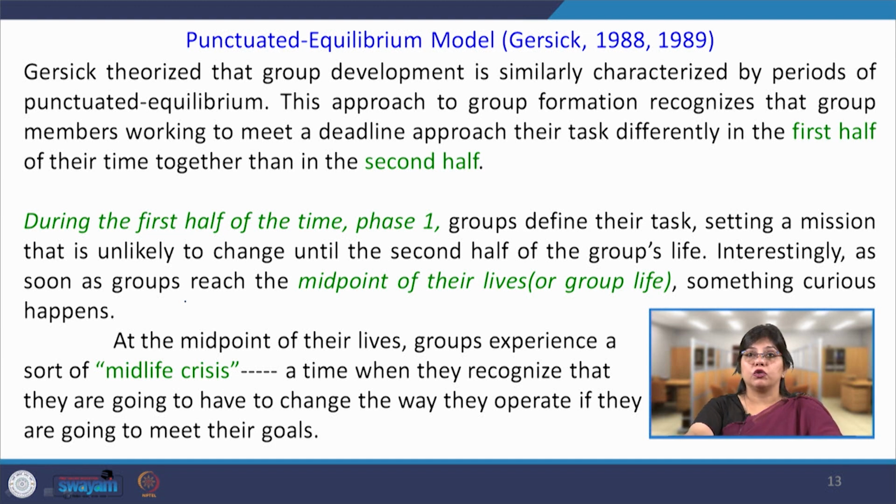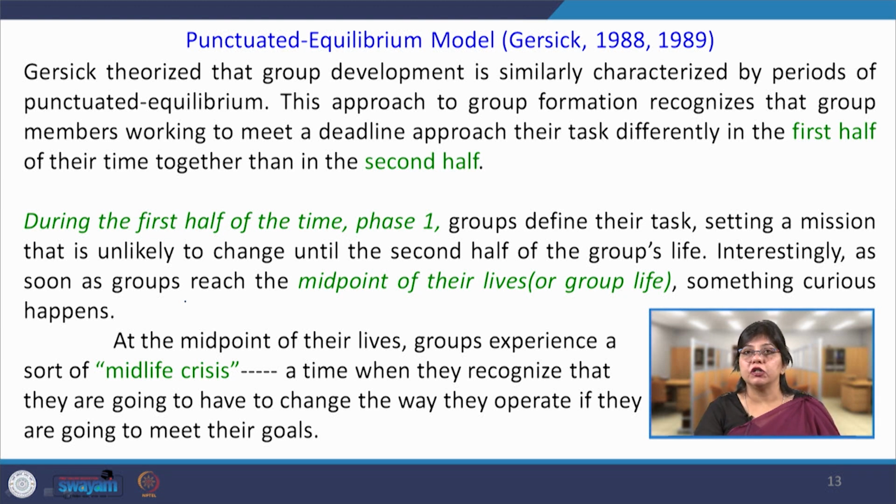According to this approach, group members working to meet a deadline approach the task differently in the first half of their time together than in the second half. As I mentioned just now, they will initiate action in a definitive way, but when they experience some crisis halfway through, they change the course of action and try to meet the second half of the group goal in a different fashion. But in every way, be it the first half or the second half, they are maintaining that equilibrium based on the required course of action.